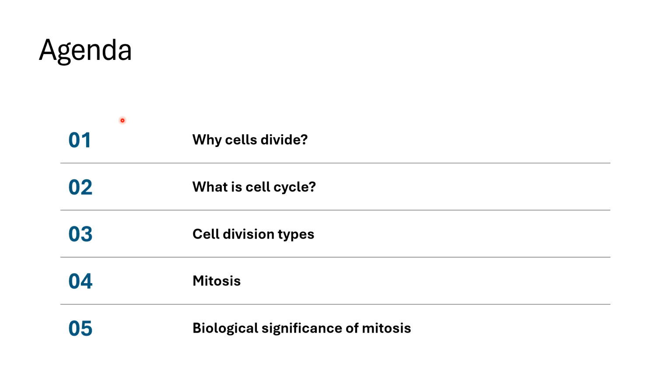Now let's look into what are the different things we will discuss today. First we will look into why cells divide. Then we will discuss what is cell cycle and what are the different stages of a cell cycle. Then we will talk about cell division, its types, and we will cover mitosis in detail. We will talk about its different stages, and then finally we will discuss the biological significance of mitosis.